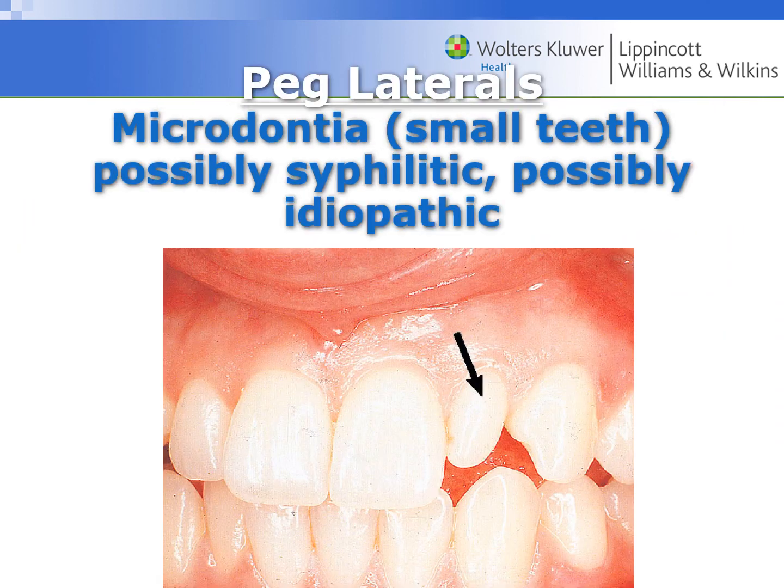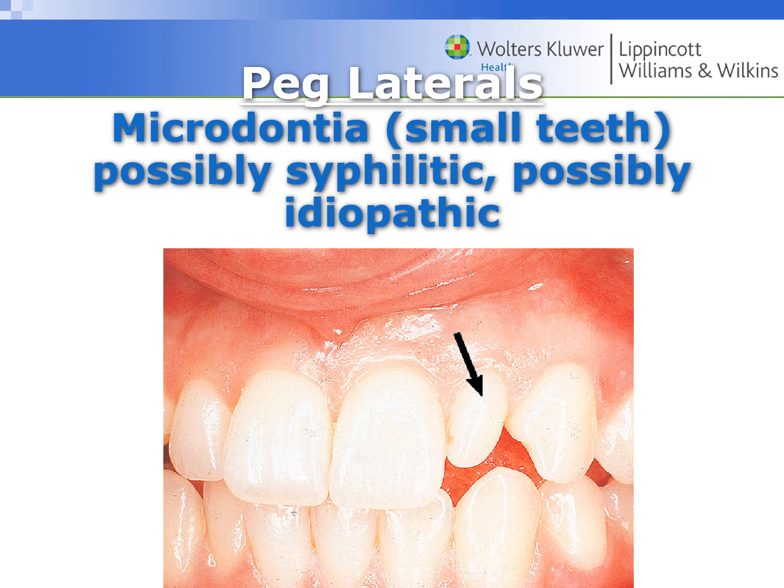So these are noncarious. Here's a peg lateral. This is also called microdontia. If you have a test question and it says, which of these teeth can be called microdontic or has microdontia?